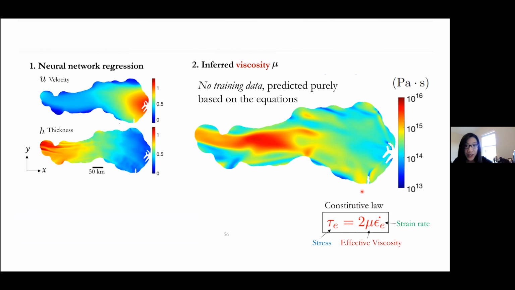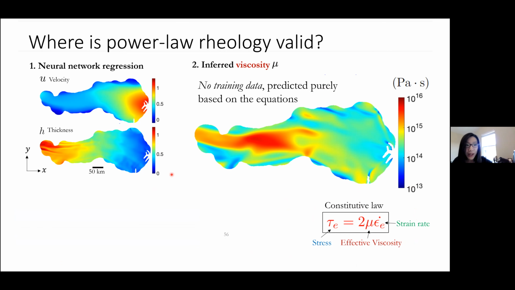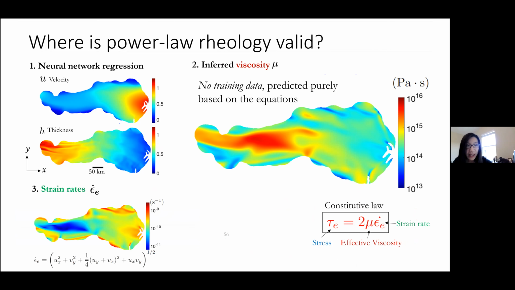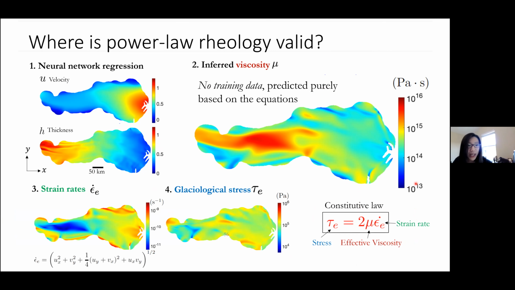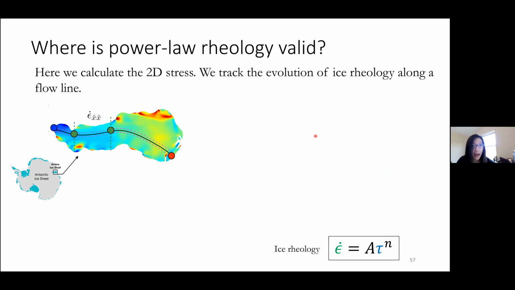And now there's a lot we can do with this viscosity. We can test the commonly assumed power law rheology in ice sheet models. So we start with the strain rate that's available from velocity data. And then from the viscosity, we can calculate the glaciological stress with the strain rate using the constitutive law.